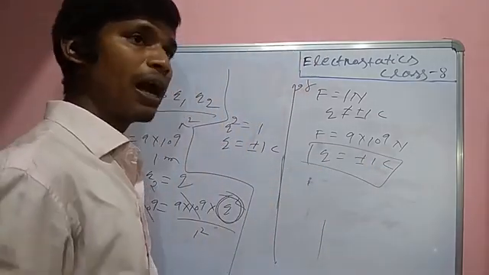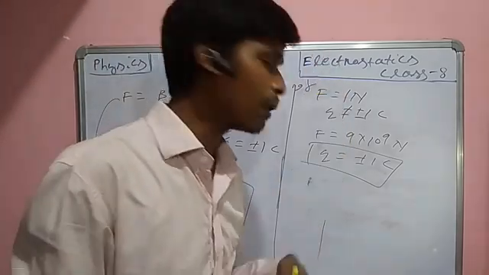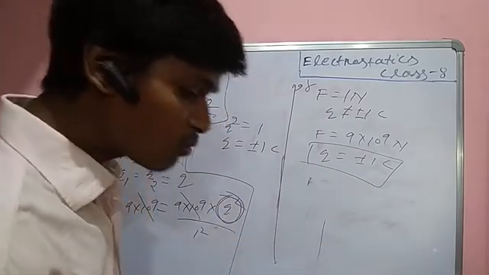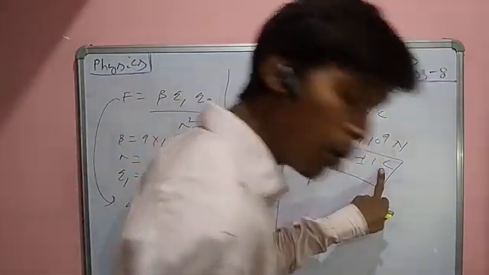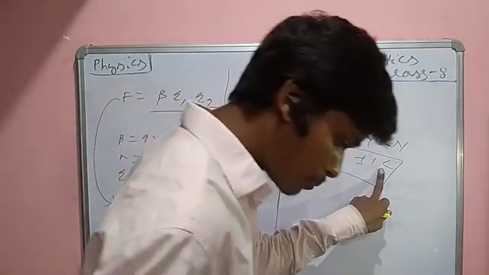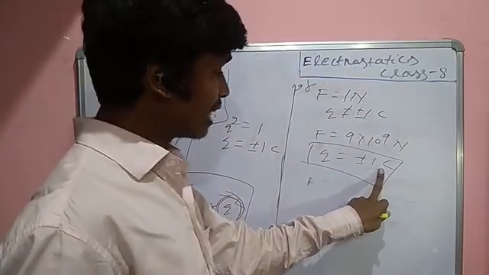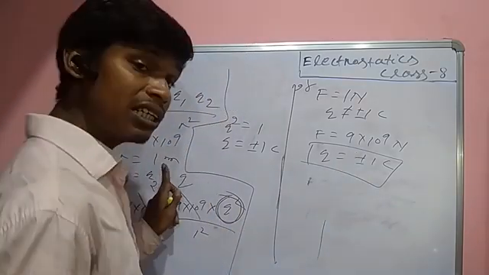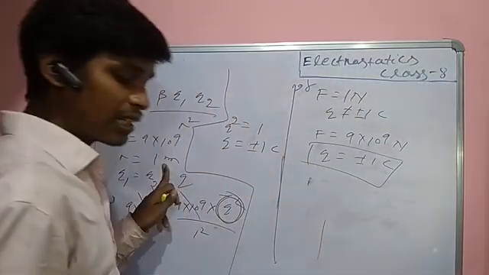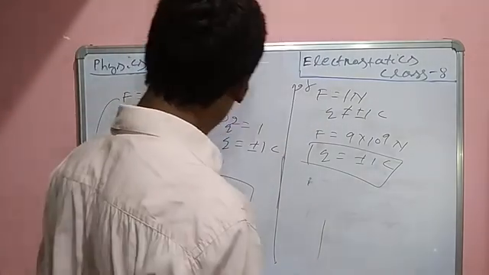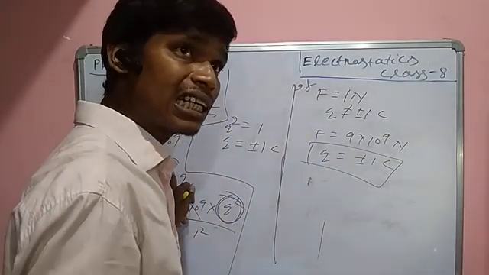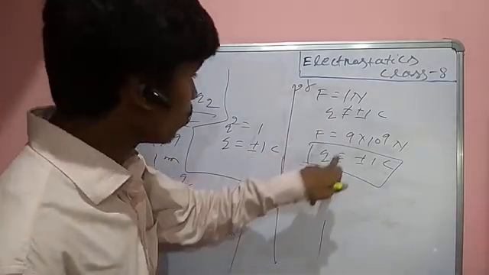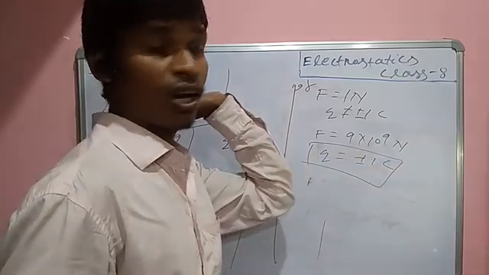So from the above expression, we can define 1 coulomb of charge. It is the amount of charge which, when placed in air at a distance of 1 meter, gives a repulsive or attractive force of 9 into 10 to the power 9 Newton, not 1 Newton.